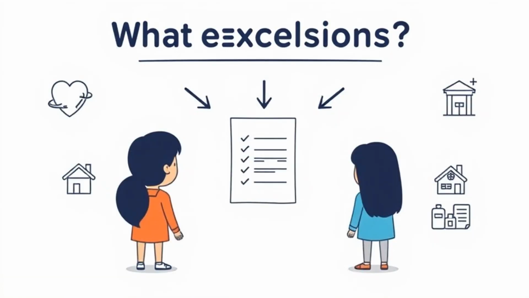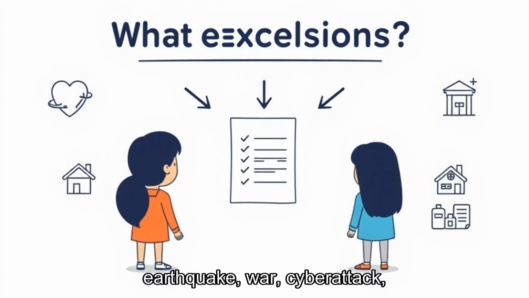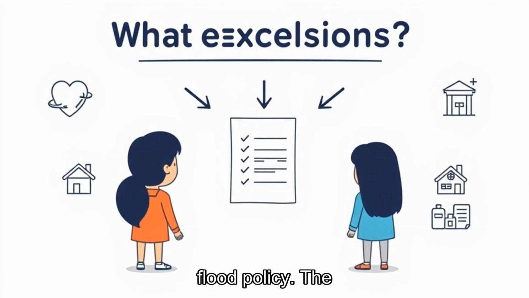Other exclusions deal with causes. In real life, flood, earthquake, war, cyberattack, mold, pests, or mechanical breakdown may require separate coverage. One ordinary version is a homeowner discovering flood damage needs a separate flood policy. The practical lesson is that named causes must match the policy design.